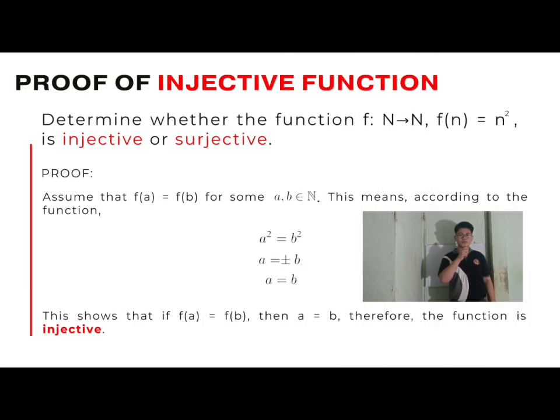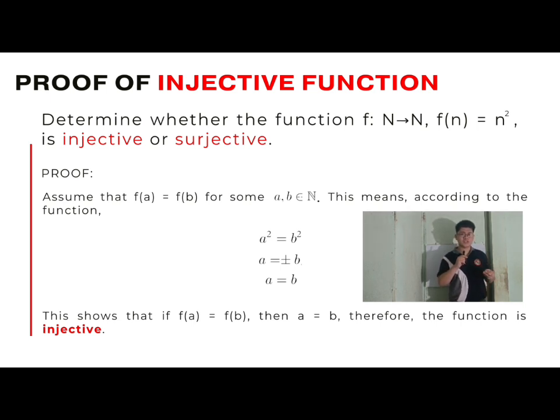So now we will determine whether the function is injective. Assume that f of a is equal to f of b for some a and b that are elements of the set of natural numbers. Recall that the domain and range is the set of natural numbers, which contains the elements 1, 2, 3, 4, 5, and any other positive whole numbers. So back to our function. The function is f of n is equal to n squared.